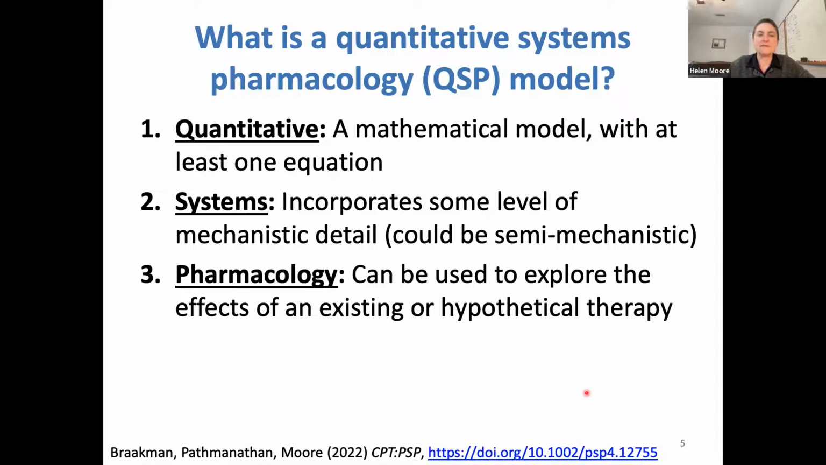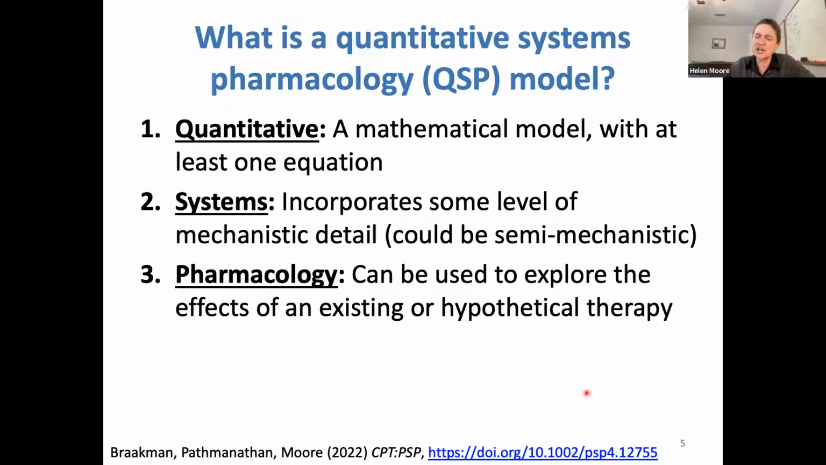And then we say that the pharmacology piece is where we are using that model. It doesn't necessarily have a therapeutic effect in the model, but it allows the exploration of that. So it might just be a disease model, and you've got a lot of pathways, and you could explore those pathways. So that's the QSP, Quantitative Systems Pharmacology model paradigm.